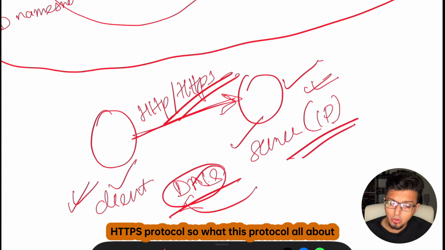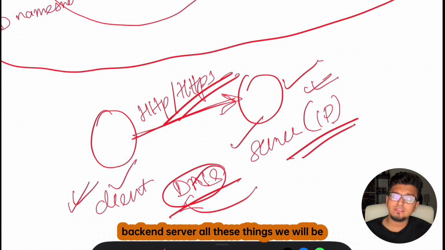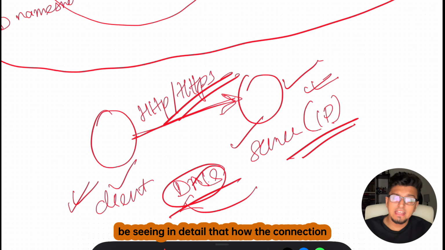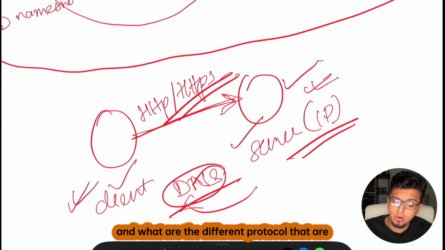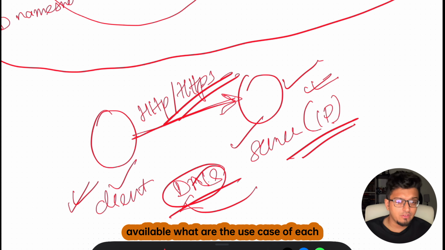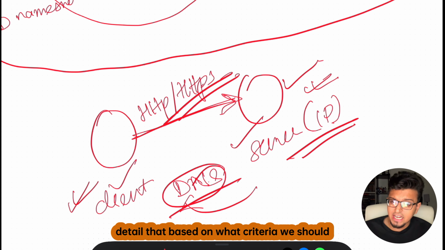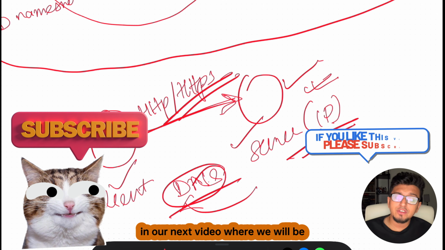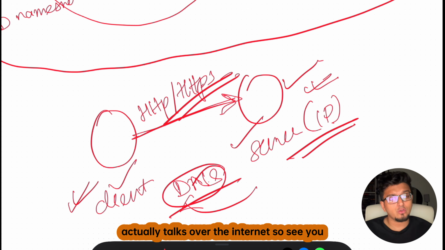What this protocol is all about, and how a particular client talks to a backend server, we will see in our next video, where we will see in detail how the connection gets established between a client and the server, what the different protocols available are, what the use case of each protocol is, and based on what criteria we should use a particular protocol. So see you in our next video, where we will see how a client and the server actually talk over the internet.